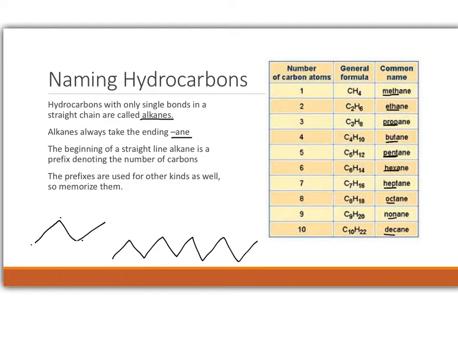So there's 9 lines here. 1, 2, 3, 4, 5, 6, 7, 8, 9, 10 carbons. Okay? Especially as you get into the longer ones, it's always a good idea to double check and make sure you have everything there and you didn't draw an extra part of a line or come up short.